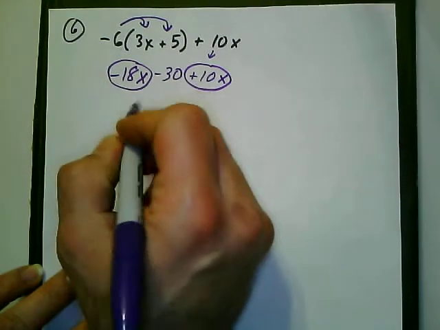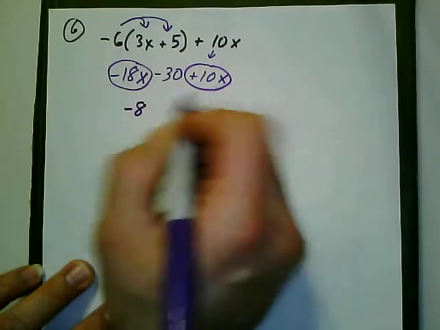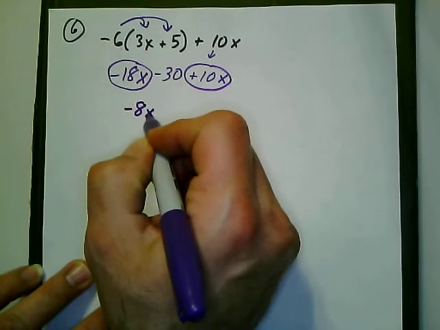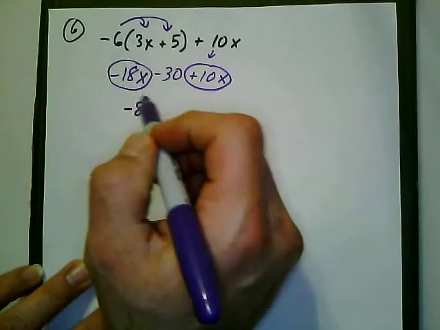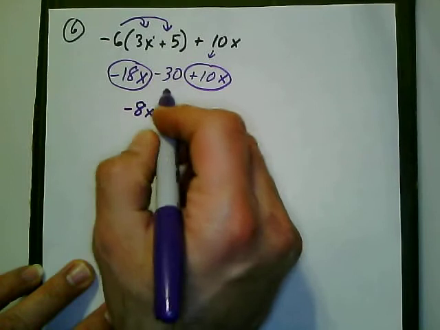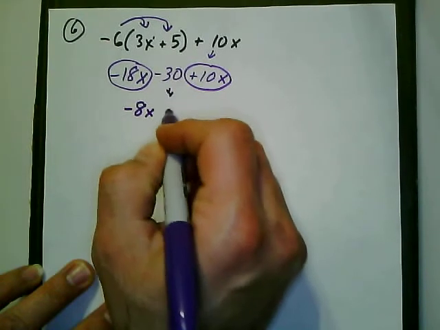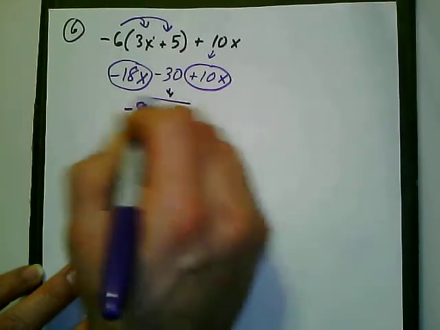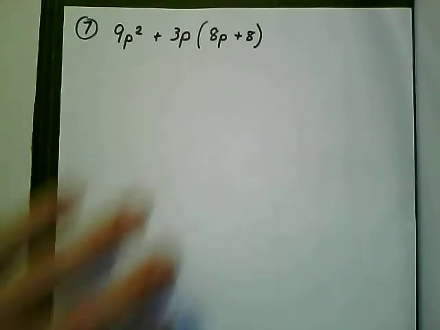Negative 18 plus 10 is negative 8, and they have an x. When we add, we leave the term as it is. When we multiply, we add the x's together, or the powers together. And we just bring down the negative 30, and that's it. That is our answer. Last one, short video for today.